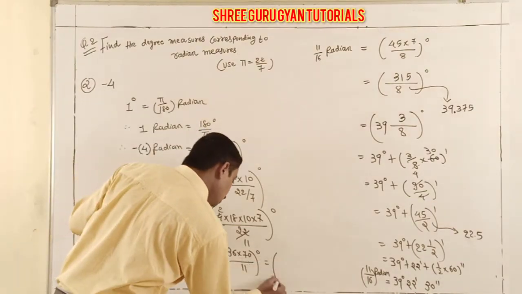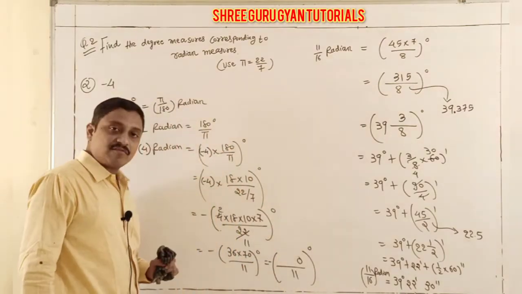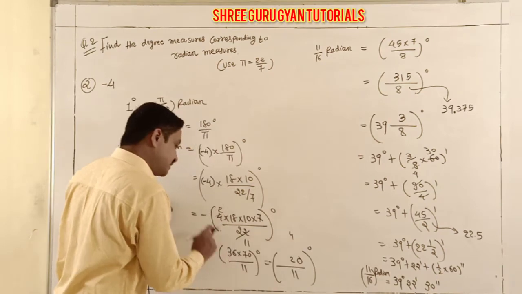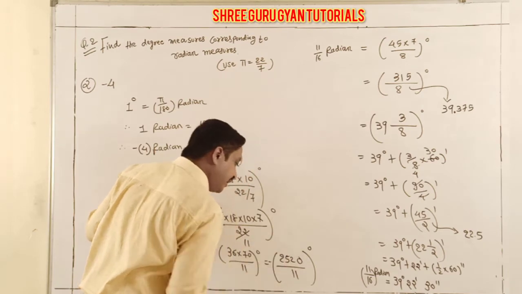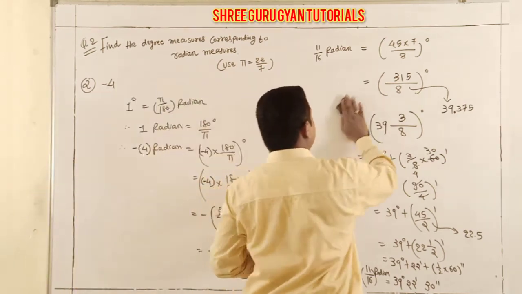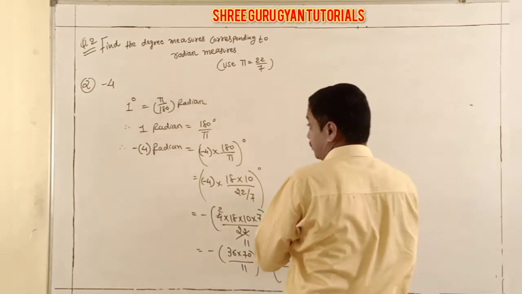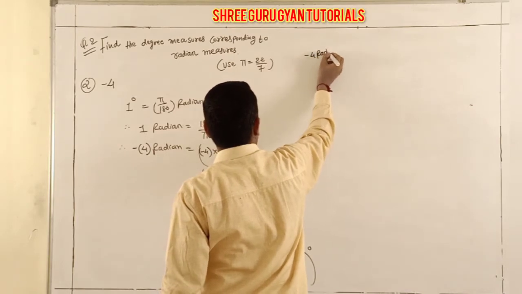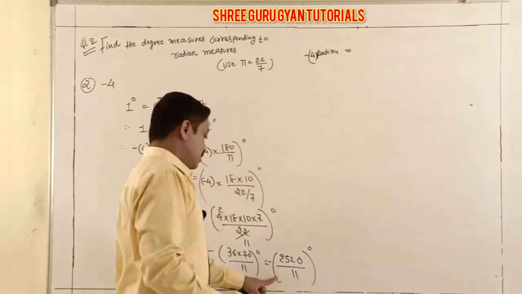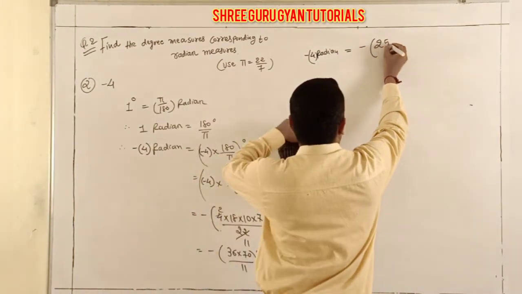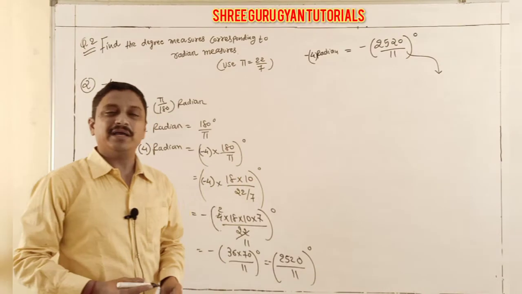Here, applying 7 6s are 42, means 2 and 4 carry, and 7 3s are 21. 21 plus 4 is 25, so 2520 degree divided by 11. That part I will also convert up to seconds. So minus 4 radian is equal to what value? Minus 2520 by 11 degree, and that value I just simplify by using calculation.